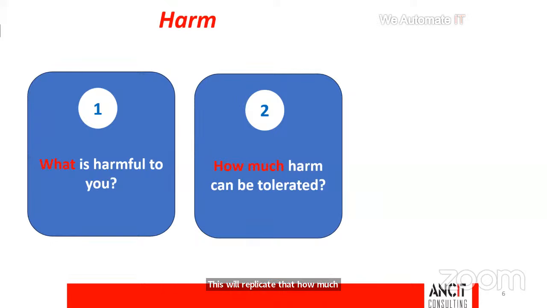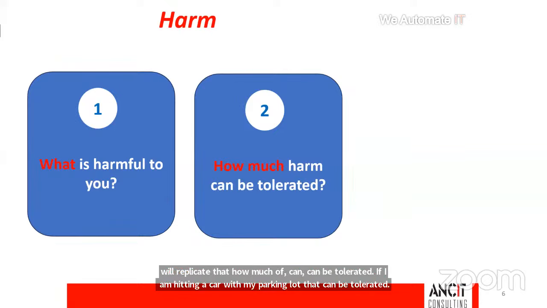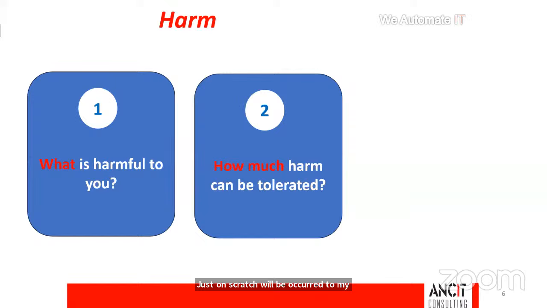If I am hitting a car in my parking lot, that can be tolerated. Just one scratch will occur on my car. That can be tolerated. But if you are hitting a car with another car at 100 km per hour, what will happen? There will be huge catastrophic damage. Correct. The harm will be severe.